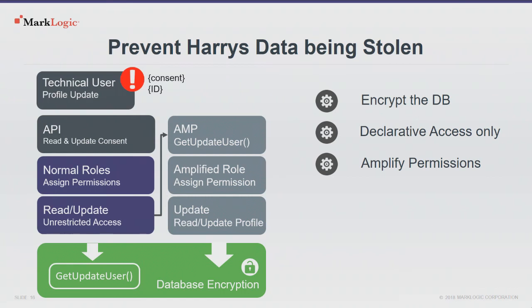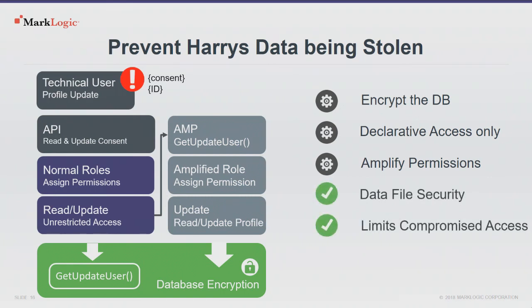So he can't dump it. All he can dump is consent and ID. That's all he can read across the entire database through that function, which means we don't have to report a breach to Harry because his personal information was never compromised. We've actually protected it at both an application layer, at a user level, and also at an infrastructure level. Okay? There are no weak links in that chain.